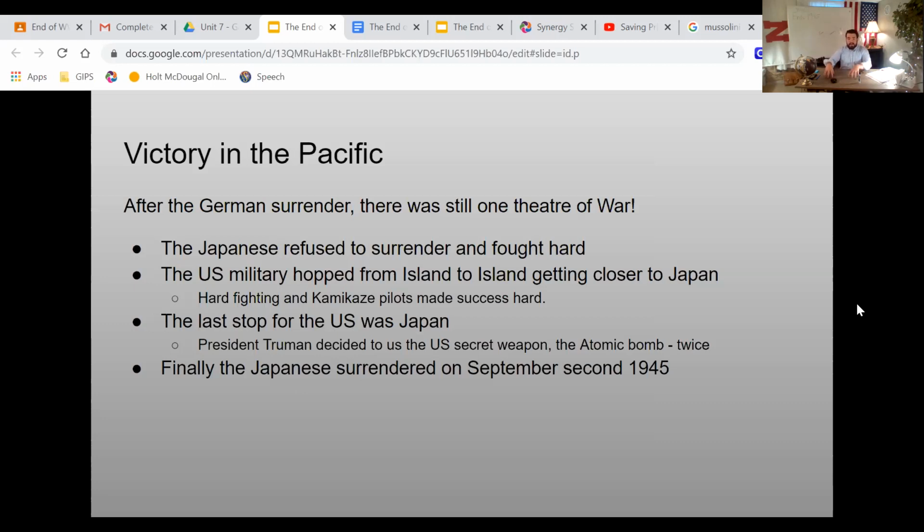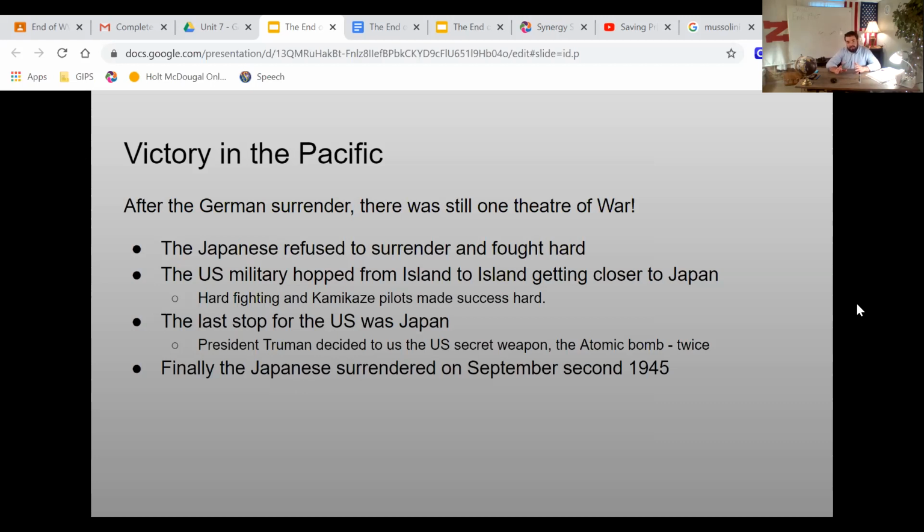So that they could win and advance on Japan to force a surrender. Now, as the United States military hopped from island to island, getting closer to Japan, there was still a huge amount of casualties because the Japanese fought incredibly hard. They not only dug into each of their positions, but they had kamikaze pilots. And you've probably heard of kamikaze pilots before.